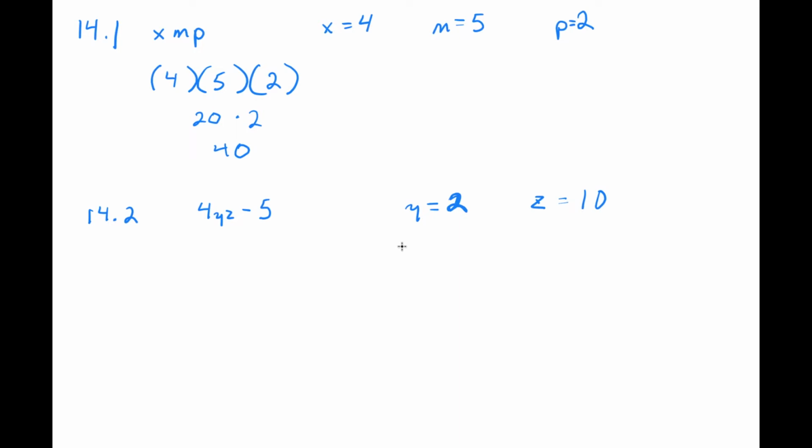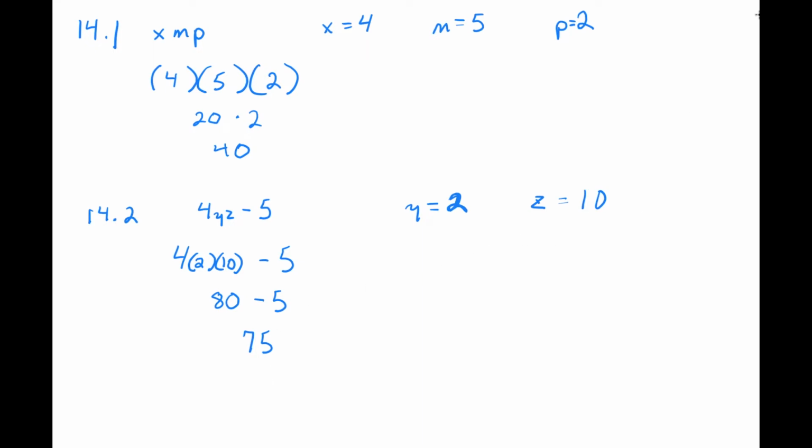So let's drop them in. Let's make some buckets. So here's our 4, here's our y, here's our z, minus 5. So y is 2, and z is 10, right? So 4 times 2 is 8. 8 times 10, that's 80, minus 5. So 75 is our answer. Very good.